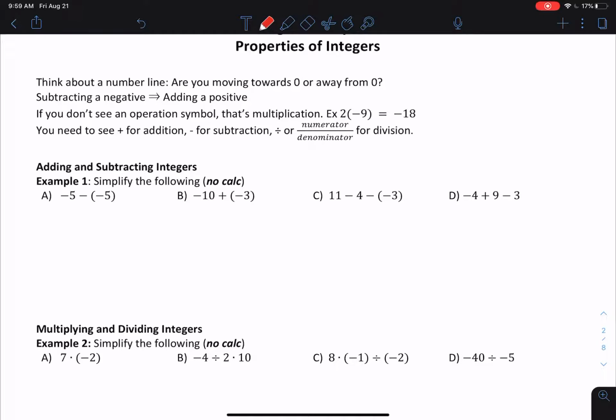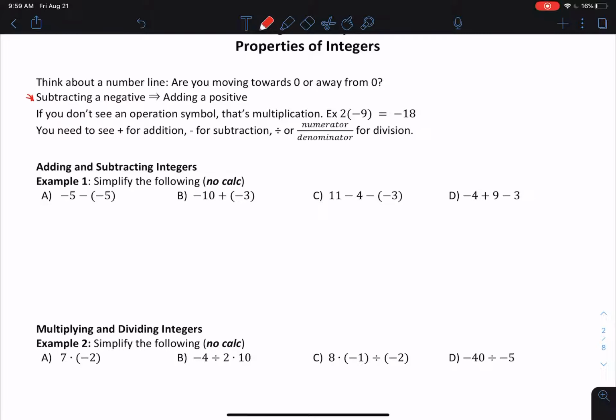So this video is all about properties of integers. With adding and subtracting, what you really need to be doing is thinking about a number line. Where are you starting? Are you moving towards 0 or are you moving away from 0? And remember, subtracting a negative is the same thing as adding a positive.